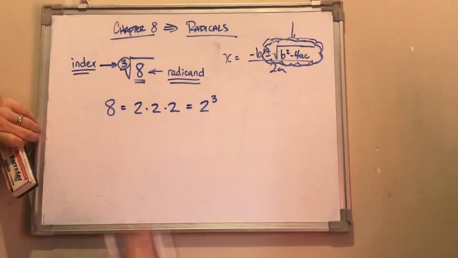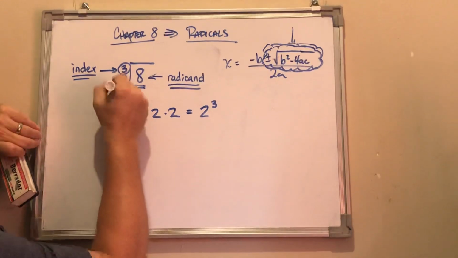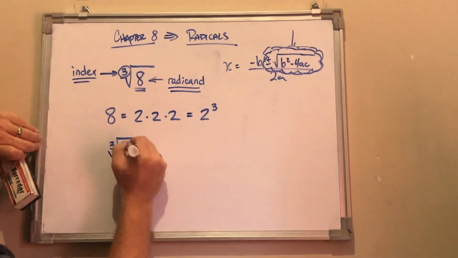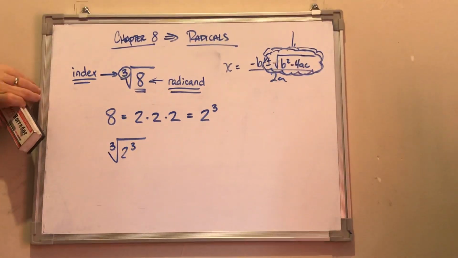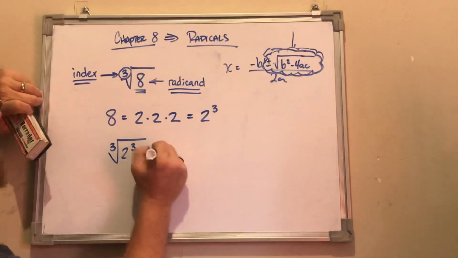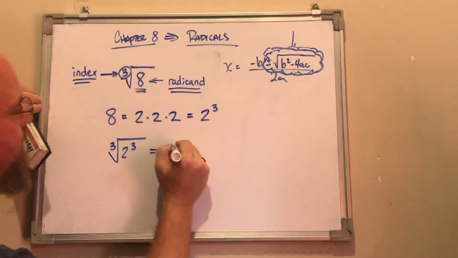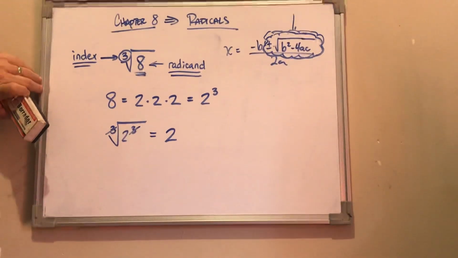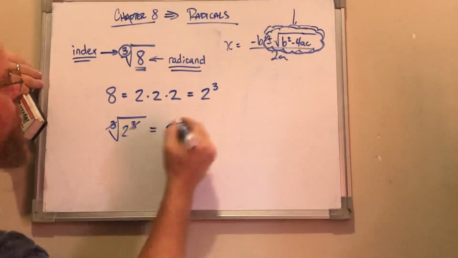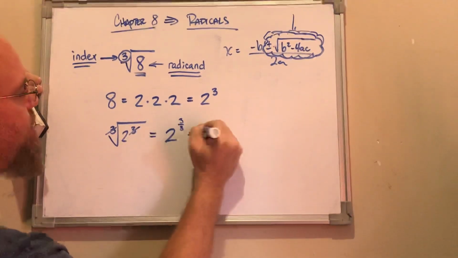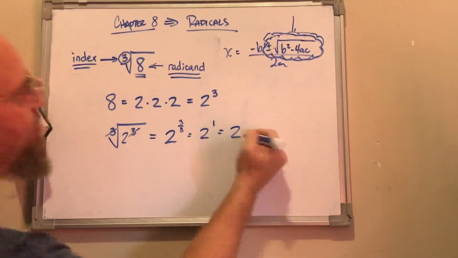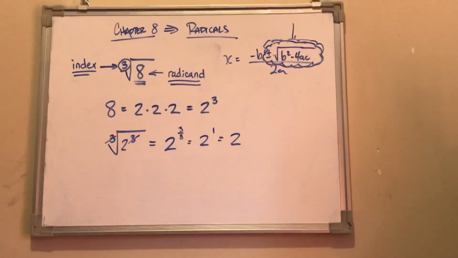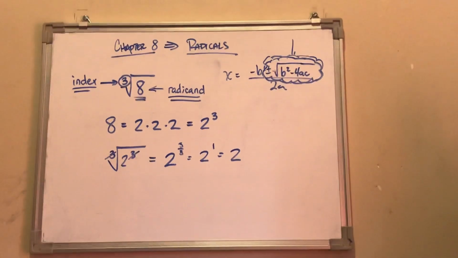Right? So this guy right here can be rewritten as 2 cubed. So the answer to that is going to be 2. Does that make sense? It's actually 2 to the 3 divided by 3, which is 2 to the 1, which is 2. Okay? That's what that means. Alright?